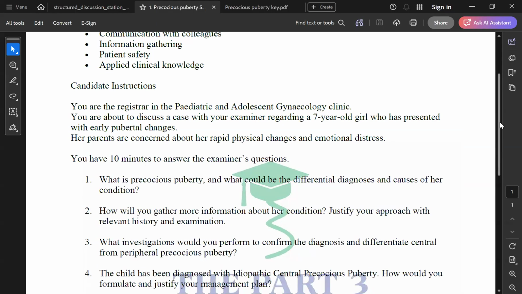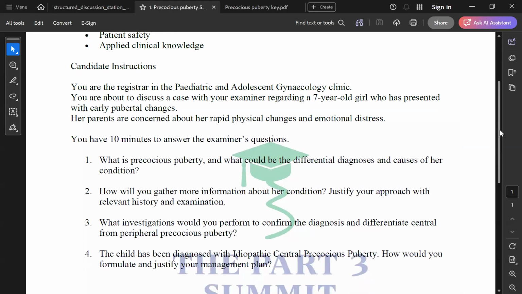Okay, so the child has been diagnosed with idiopathic central precocious puberty. How do you formulate and justify your management plan?